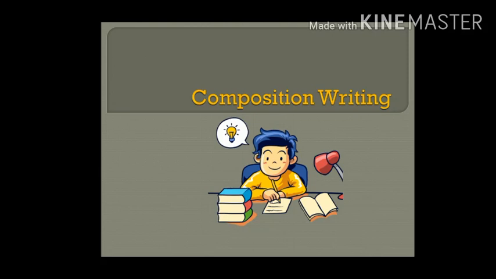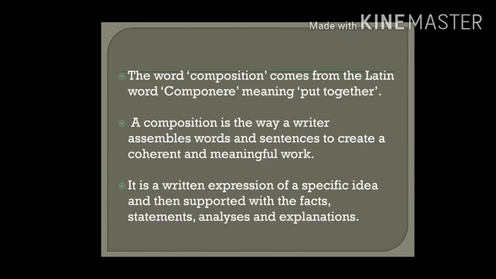Welcome children. Today I will explain how to write a good composition. The word composition comes from the Latin word componere, meaning put together. A composition is the way a writer assembles words and sentences to create a coherent and meaningful work. It is a written expression of a specific idea and then supported with the facts, statements, analysis, and explanations.